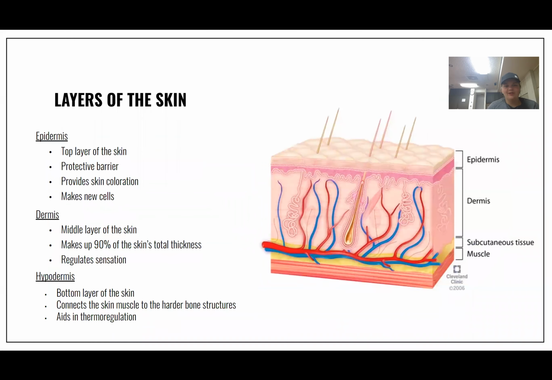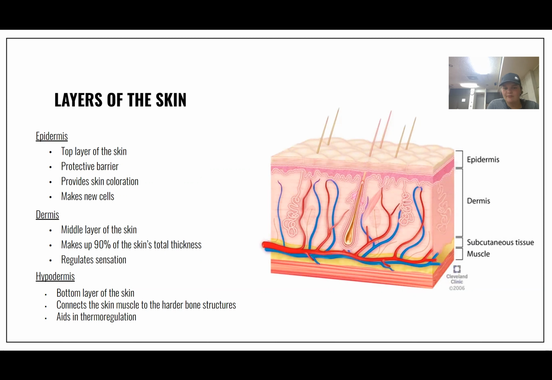All right, to go a little bit more into the layers of the skin, you have the epidermis, which is the top layer of the skin. It is your body's first protection layer against the outside environment. So this also provides the skin with its coloration and pigment, and it also is the first process in making new cells.